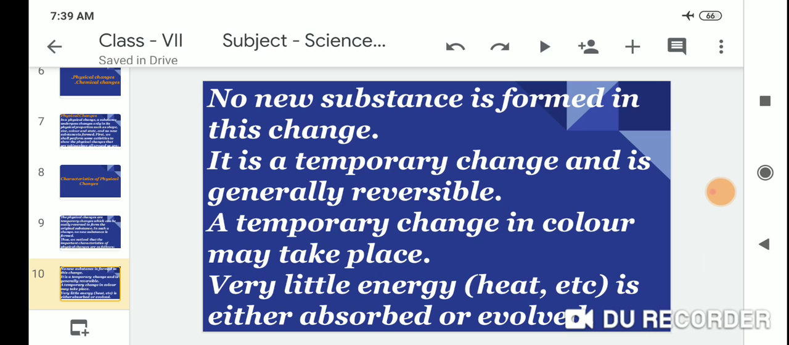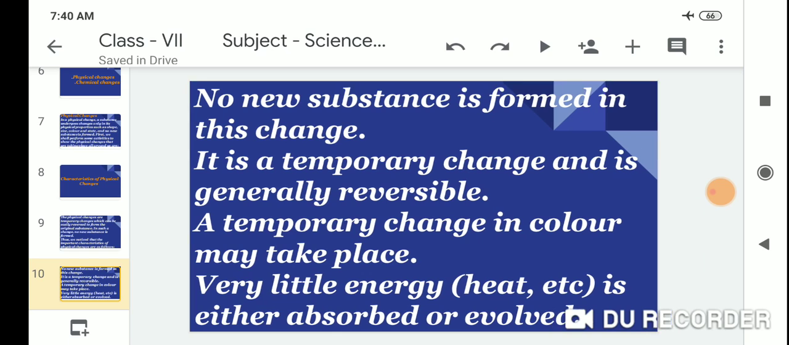So it is a temporary change and is generally reversible. A temporary change in color may take place. Very little energy, heat, etc. is either observed or involved.